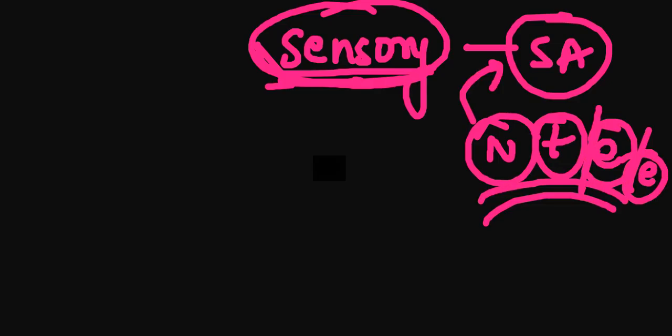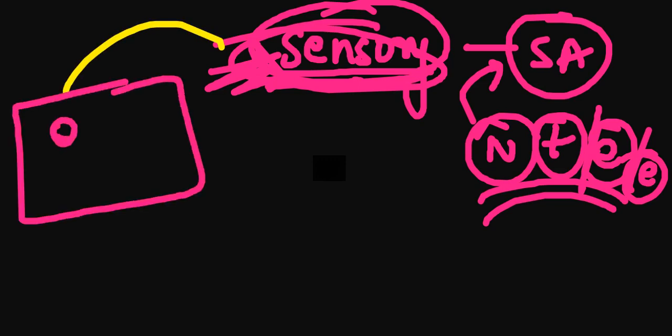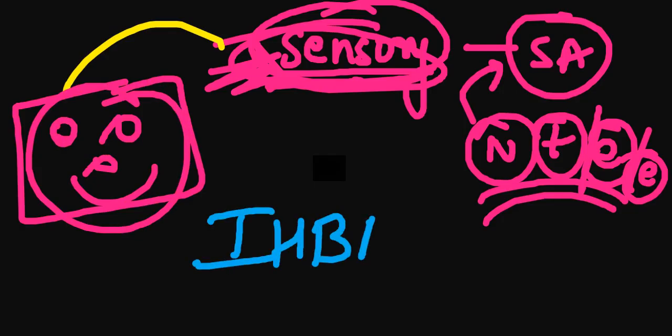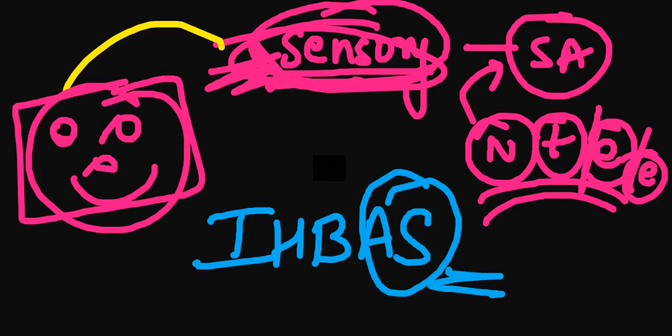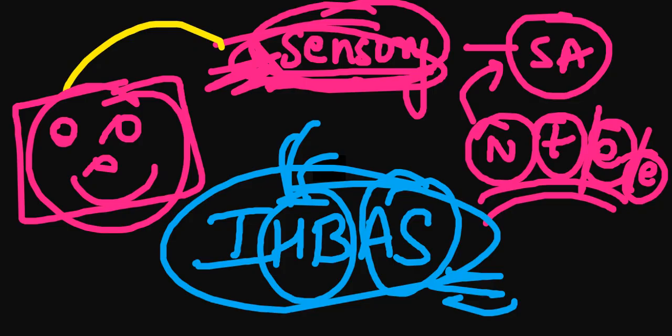And what types of sensory receptor cells do you know? You know about cochlea, you know about rods and cones, you know about the papillae, you know about the olfactory bulbs. These are all your sensory receptor cells. For more information, refer to the book for more detailed analysis. So I hope you got the distinction between this, your sensory adaptation, this, your habituation, and this, your IHBAS 2025 examination.